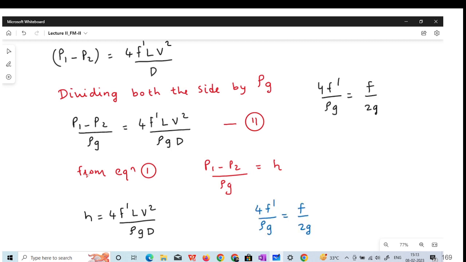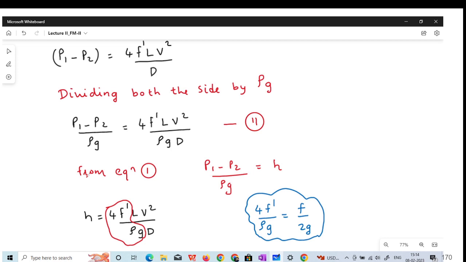We have some empirical relation: 4F dash by rho g equal to f by 2g. An empirical relation means it is based on some experiment. You know F dash is frictional resistance per unit velocity per unit area, and f is the friction factor. When you are solving a problem, sometimes in an exam they will give you the value of friction factor. They may not give the value of F dash, but they can give the friction factor. So we can use this empirical relation and substitute in the equation. So H equal to f L V square by 2gd.